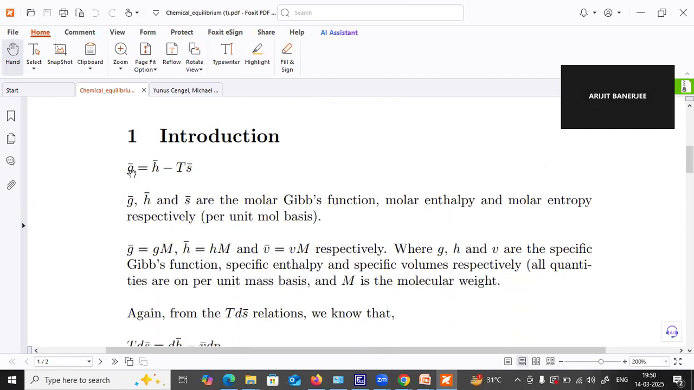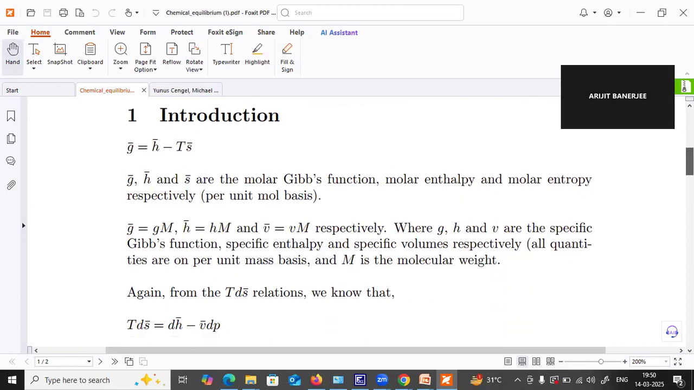You see what the Gibbs function is. Now we are writing in terms of the molar properties. Simply molar properties, it is similar to mass basis. Simply it is total property divided by number of moles instead of amount of mass, or kg. So we know the definition of molar Gibbs function, that is G bar is equal to H bar minus T S bar. So these are basically the molar properties.